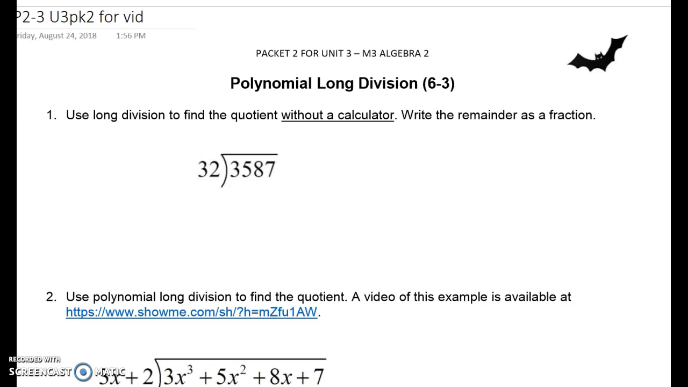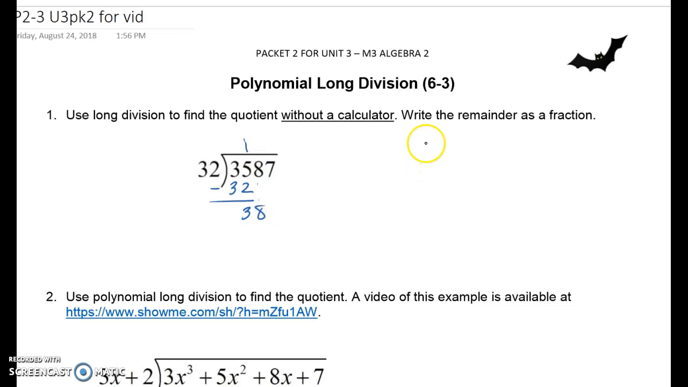First, I'll ask myself, how many times does 32 go into 35? It goes in once, so I write the 1 above the 5, which is the last digit I used. And then I do 1 times 32, which is 32, and write those digits underneath. Subtracting down the columns, 35 minus 32 is 3. And then I bring down the 8.